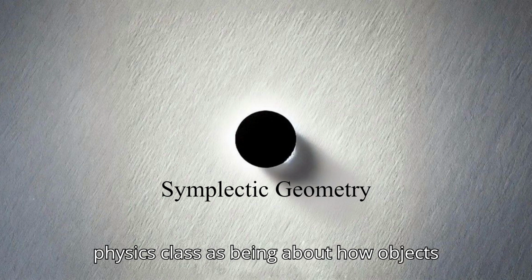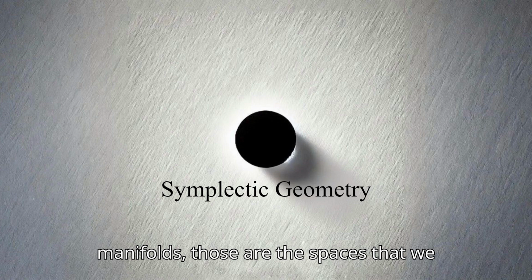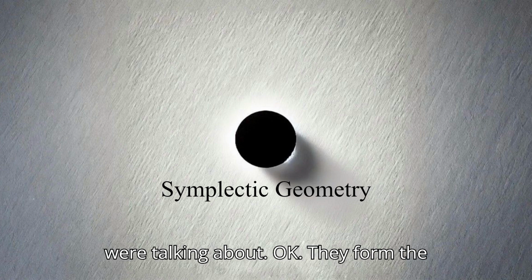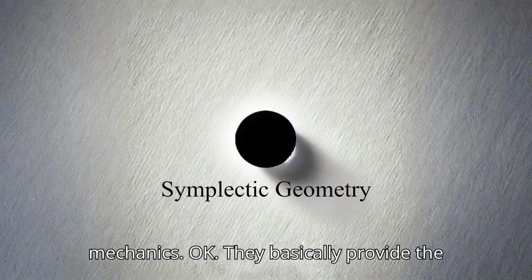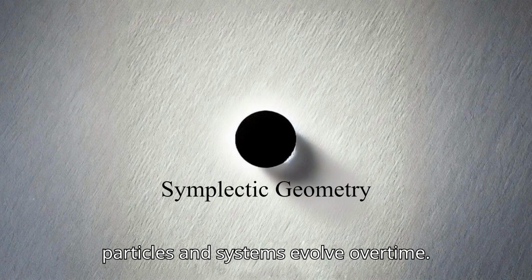Because I remember that from physics class as being about how objects move. That's a great point. Symplectic manifolds, those are the spaces that we were talking about, form the very foundation for Hamiltonian mechanics. They basically provide the setting to describe how particles and systems evolve over time.